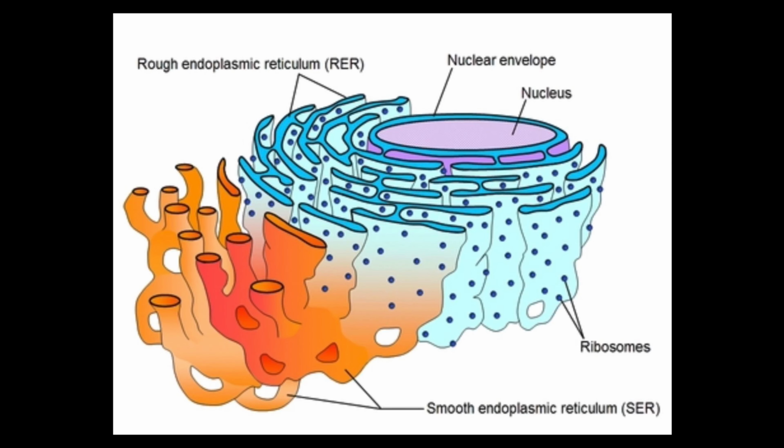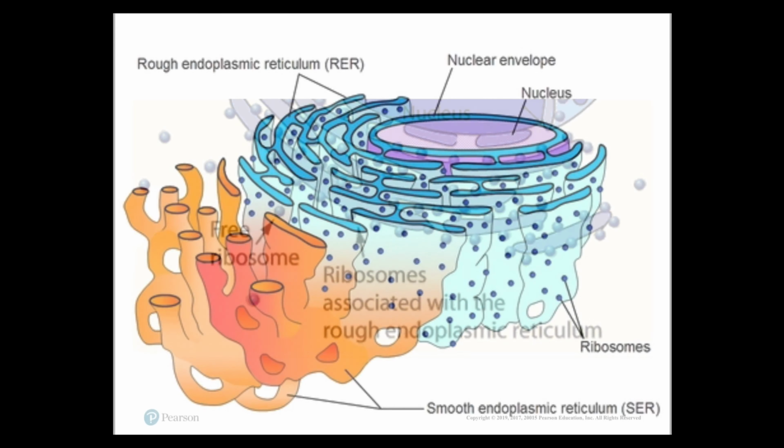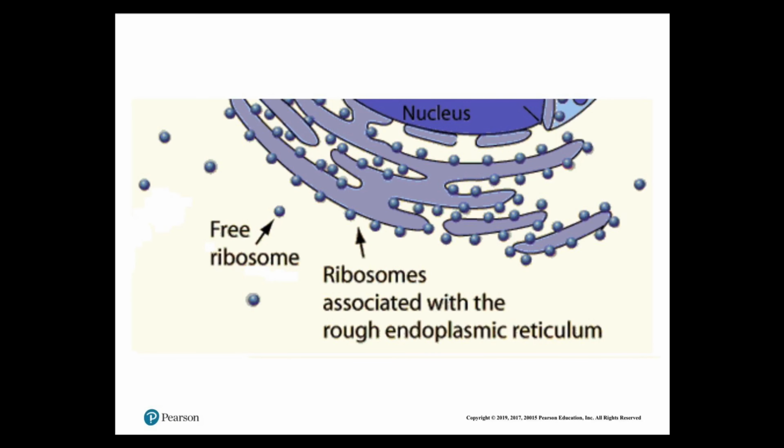In this figure, we can see the ribosomes that are attached to the rough endoplasmic reticulum. Those little blue dots are ribosomes, and that's where protein synthesis is occurring, and that happens in the rough ER, as opposed to the smooth ER that has another function. This figure shows the two types of ribosomes, the free ribosomes that are floating free, and the ribosomes that are associated with the rough endoplasmic reticulum.